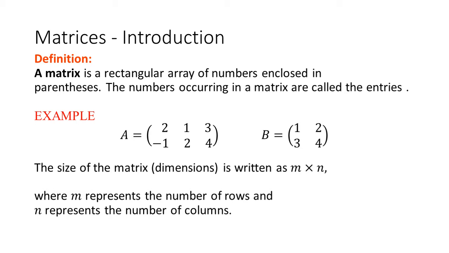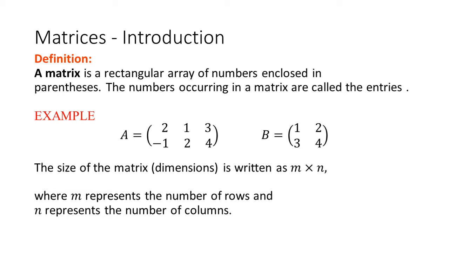So let us see an example. A is equal to [2 1 3; -1 2 4]. In this matrix A, we see a bracket, we see a capital letter A, and we see some numbers inside the bracket. The numbers 2 1 3 are horizontal, -1 2 4 are horizontal, and 2 and -1 are vertical, 1 and 2 are also vertical, 3 and 4 are also vertical. The horizontal arrangement is called rows, the vertical arrangement is called columns.